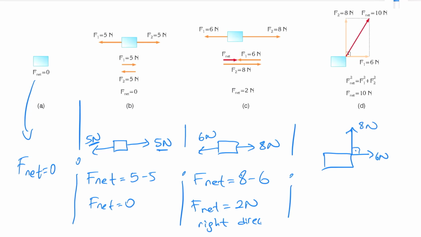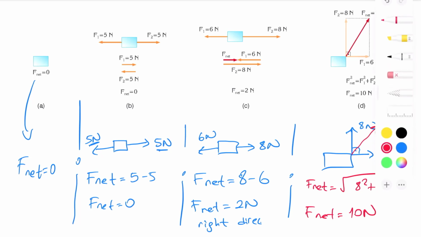If we have more than one force, to calculate the net force we do addition, but here they are perpendicular to each other. In this case, as we discussed in the previous chapter, we use the Pythagorean theorem. According to the Pythagorean theorem, F net equals the square root of 8 squared plus 6 squared. So the net force is going to be 10 Newton here.